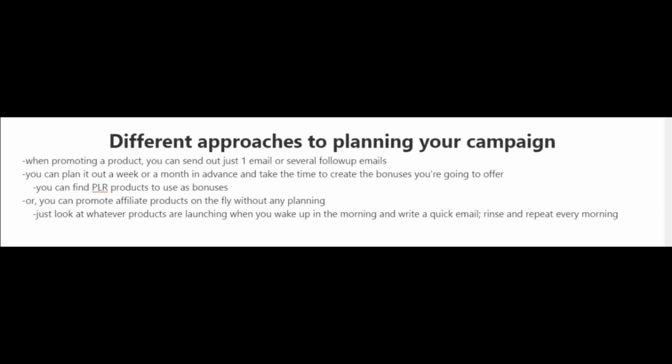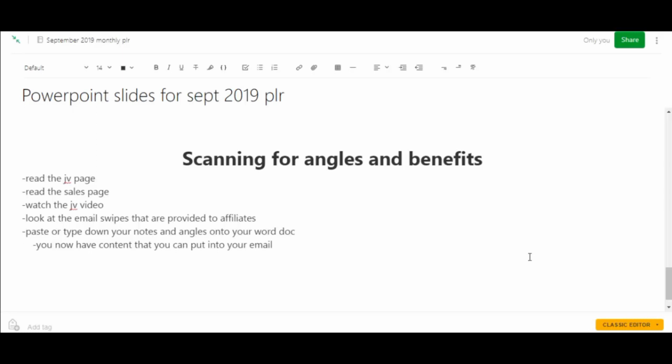Now, as for me, I don't really plan out my email campaigns. I just promote affiliate products on the fly without any planning. Usually when I wake up in the morning, one of the first things I'll do is look for new product launches or anything that I could promote for that day, and then I'll write an email, and then I'll rinse and repeat that the following morning. However, there are some days where I will just focus on follow-ups instead of always promoting a different product to my list every day. So it's up to you. You can choose to plan your email campaigns in advance, or you can just do it on the fly, or you can do both.